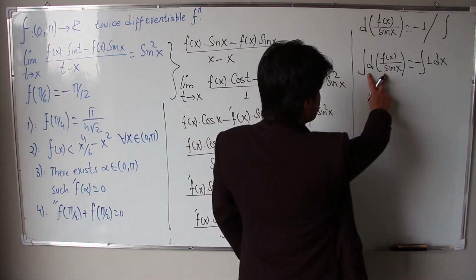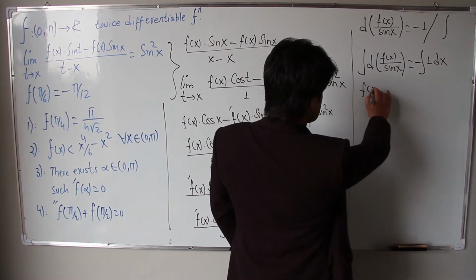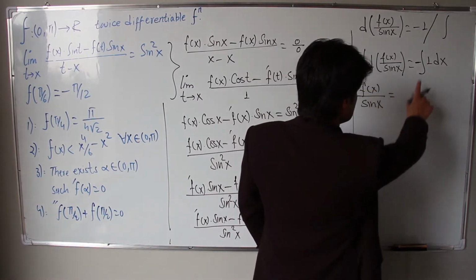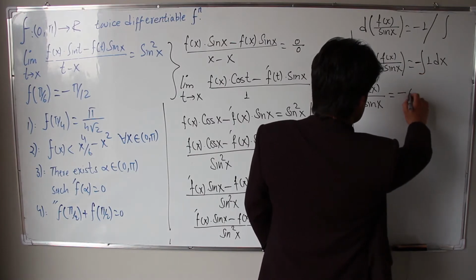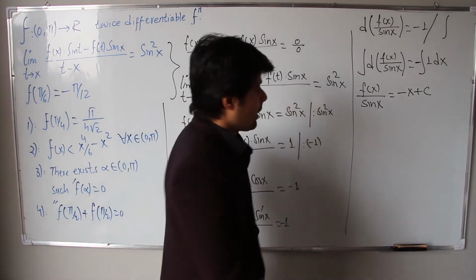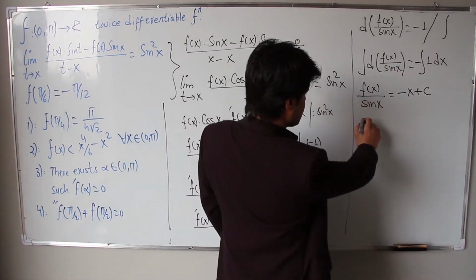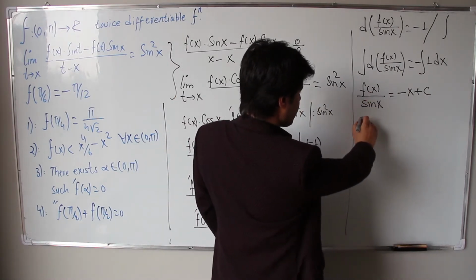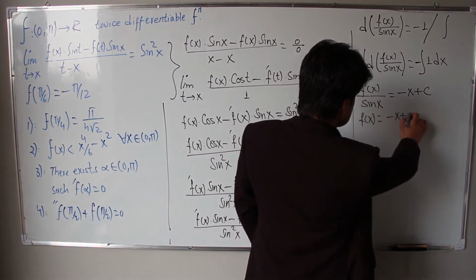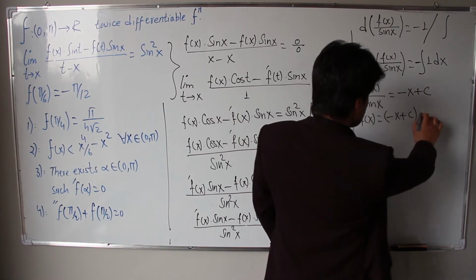Now, what's the integration of this one? f(x) divided by sin x is equal to... and what's the integration of this one? Minus x plus c. If we want to find this f(x), f(x) is minus x plus c times sin x.